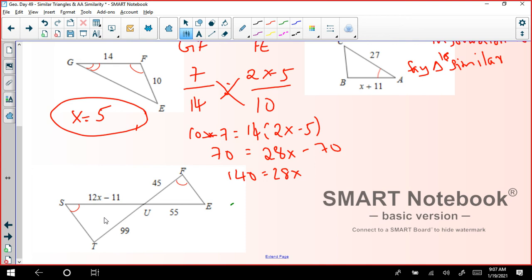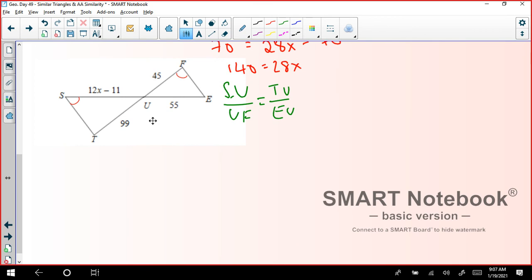Same way, the sides that are proportional are SU over UF equals TU over EU. Substitute what you have. SU was 12x minus 11 and UF was 45, equals TU is 99 and EU is 55. Okay.